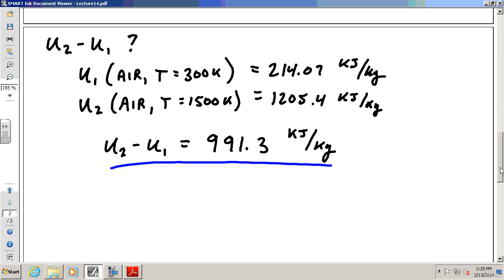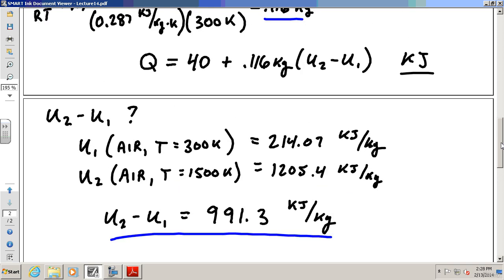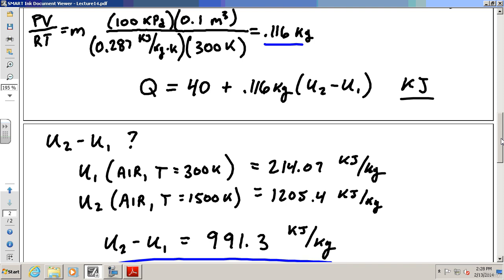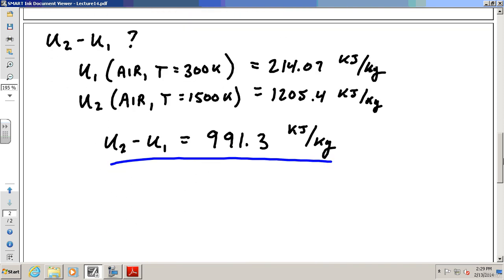So we got everything we need. If you go back to that equation for Q, I got it all. I got U2, U1, everything. I can just calculate it, I'm done. But before I do that real quick, I want to talk to you about this because there's another way to do this.